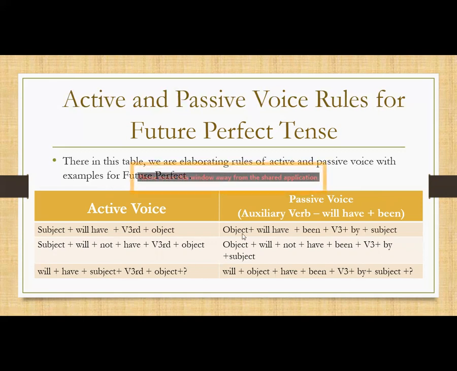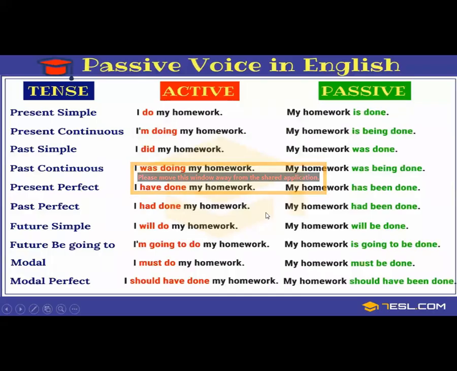My father will have bought fresh vegetables. Fresh vegetables will have been bought by my father. This is how to change from active to passive in future perfect. Now moving towards the helping verb in this passive. This chart includes everything done, but the by plus subject is missing in this structure.